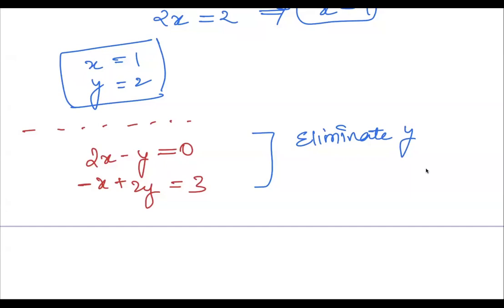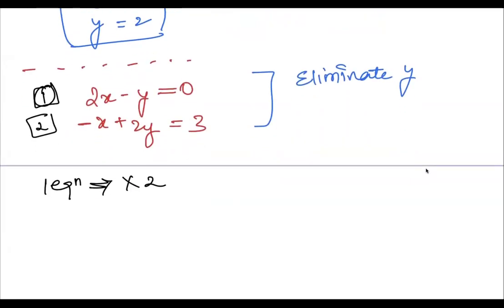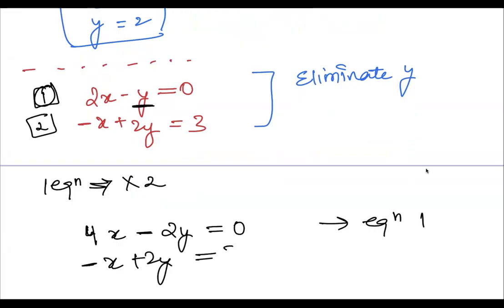So the first step is to multiply the first. This is the first equation and this is the second equation, right? Multiply the first equation by what? 2. Multiply the first equation by 2, because we are trying to eliminate y. So we have 4x minus 2y is equal to 0. This is my first equation, and let me write my second equation: minus x plus 2y is equal to 3, right?